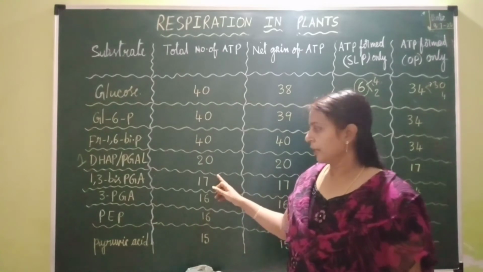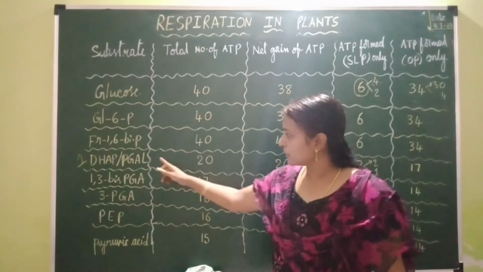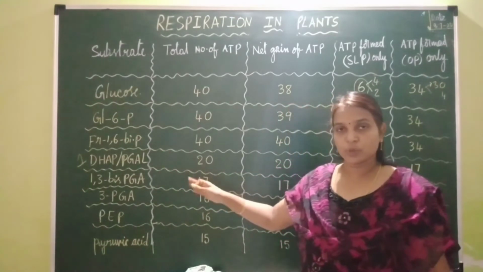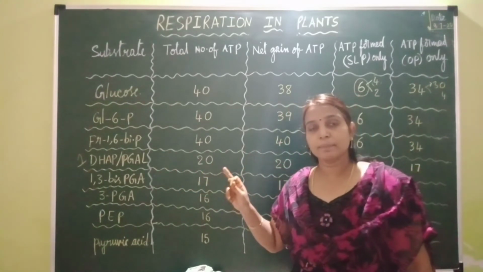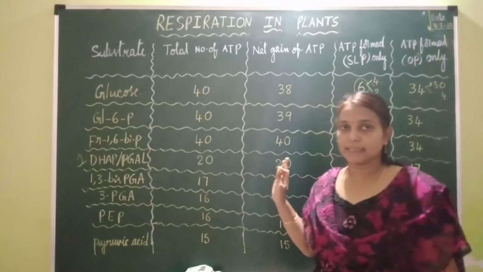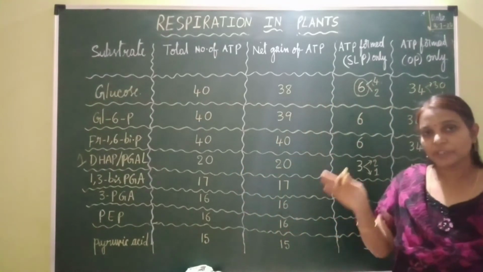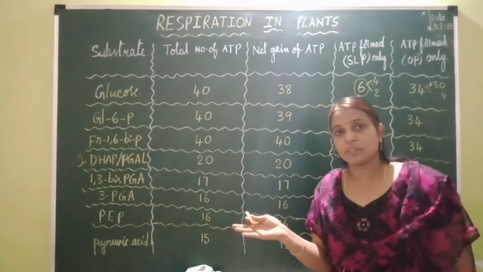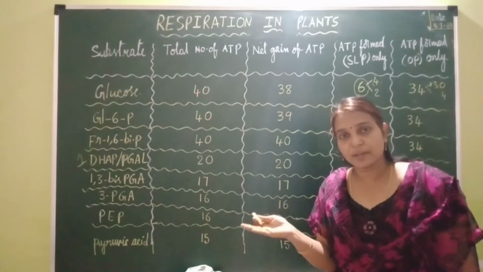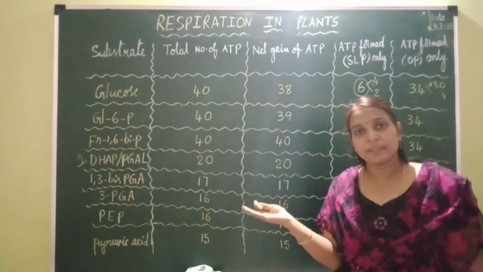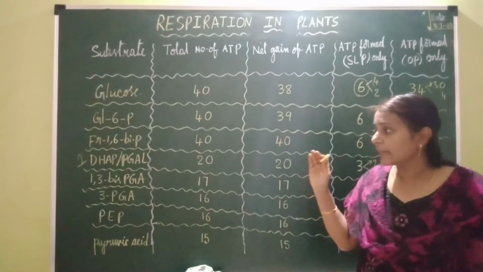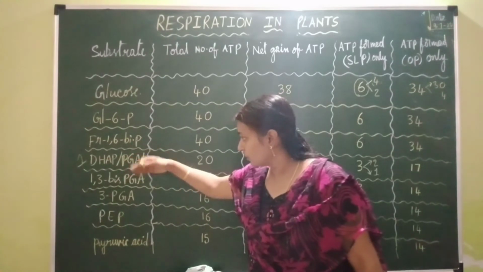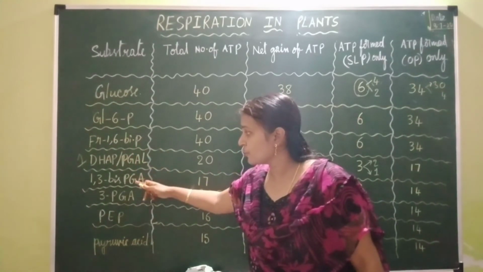Let's see how. What happens is that one molecule of PGAL undergoes oxidative phosphorylation into 1,3-bis phosphoglyceric acid. During this step, oxidation is taking place. When oxidation is taking place, protons and electrons are released. Those protons and electrons are picked up by NAD+, so that NAD+ is reduced into NADH2. That is happening during the formation of 1,3-bis PGA from PGAL.